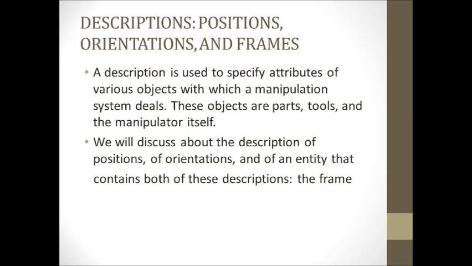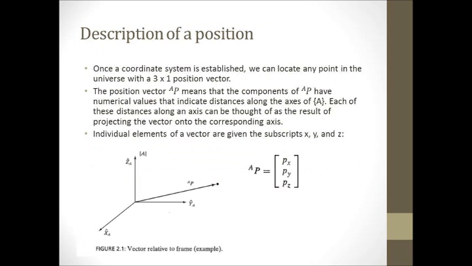Now we will talk about positions, orientations, and frames. A description is used to specify attributes of various objects with which a manipulation system deals. These objects are parts, tools, and the manipulator itself. We will discuss the description of positions, of orientations, and of an entity that contains both of these descriptions, the frame. What is a position?